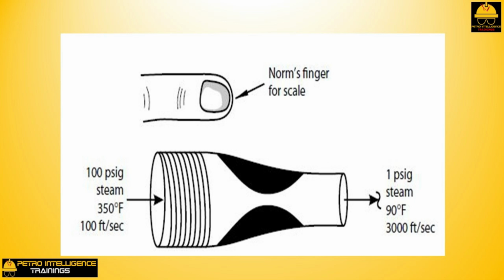Expanding high-pressure steam to a low pressure through a steam nozzle, used in turbines and vacuum ejectors as shown in picture, is my favorite example of an isoentropic process. Almost all of the energy needed to accelerate the steam from 100 to 3000 feet per second comes from cooling the steam from 350 degrees Fahrenheit to 90 degrees Fahrenheit.